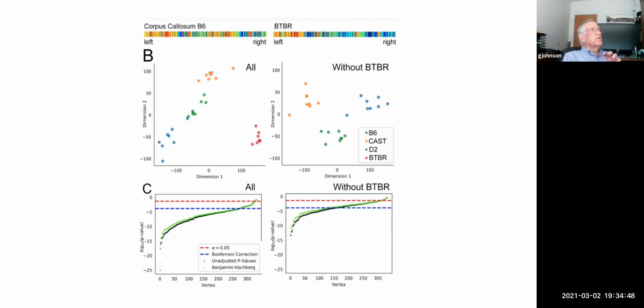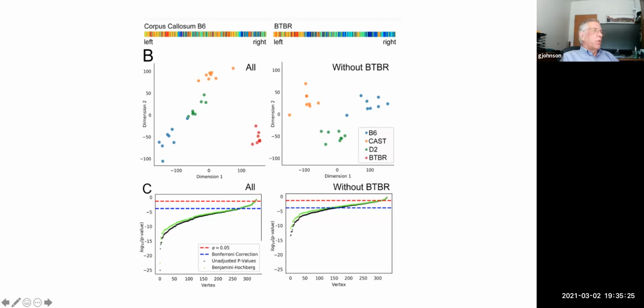It searches for those dimensions that separate these different entities most effectively. It is in some analog to a principal component analysis, in which now we have the B6 are blue, the D2 are green, the cast are the orange, and the BTBR that are sort of the outlier are the red. And you can see that they cluster in such a fashion that they are separable. And without the BTBR, we see that they are still separable.